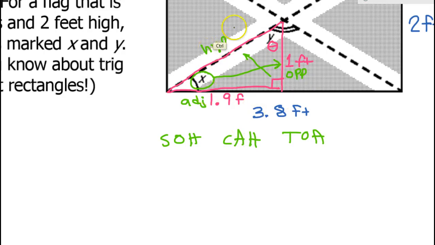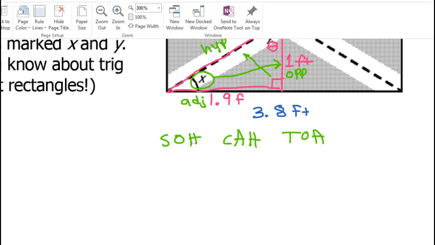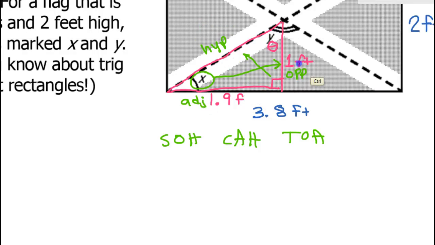So which one of these 3 sides is not going to be useful to me right now? I need to cross it out. Well, the opposite side is looking good because that's 1 foot. The adjacent side is looking good. That's 1.9. I don't know why I'm missing the T there, but I know both of those sides. The side that is useless is the hypotenuse. I'm not looking for it and I don't know it. So that's not going to help me.